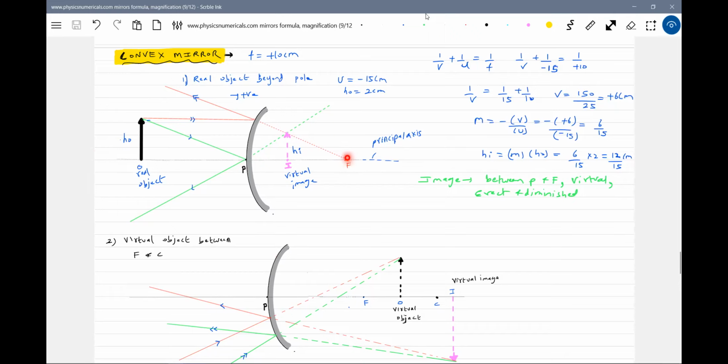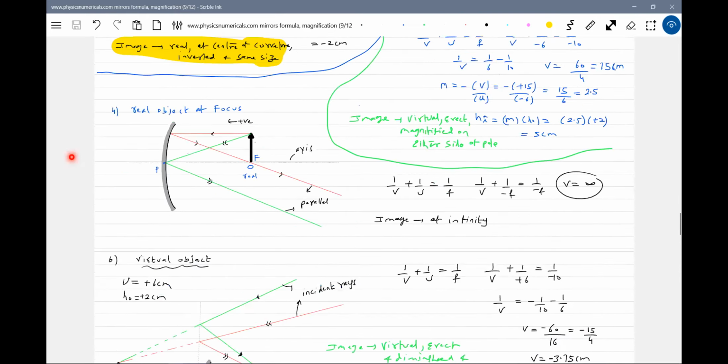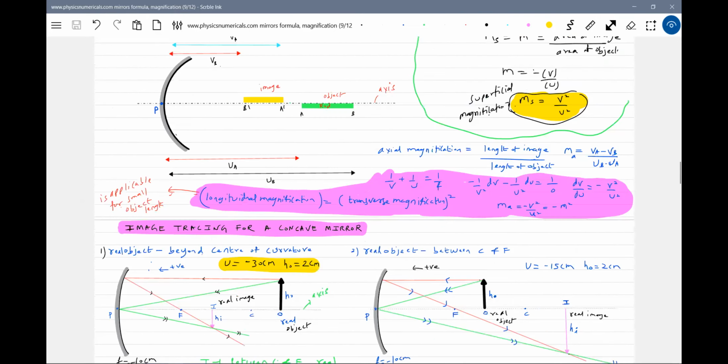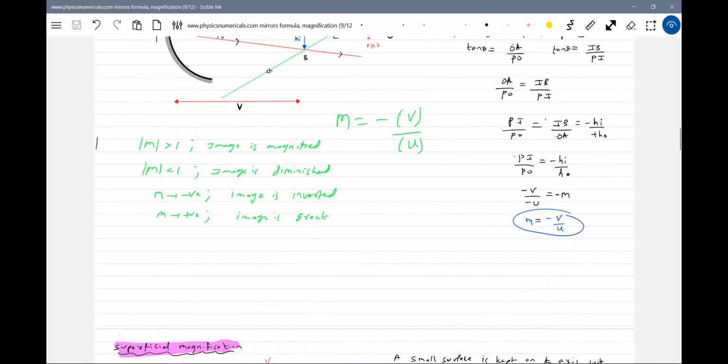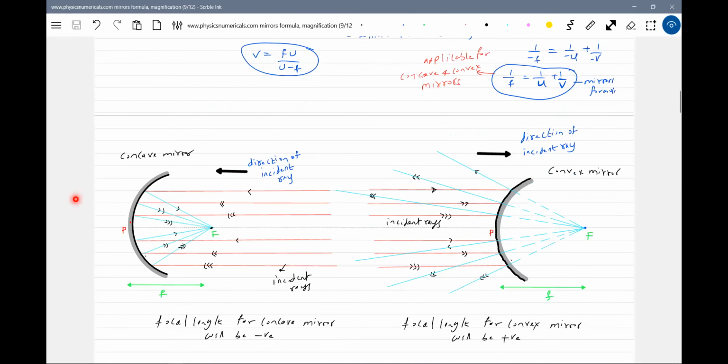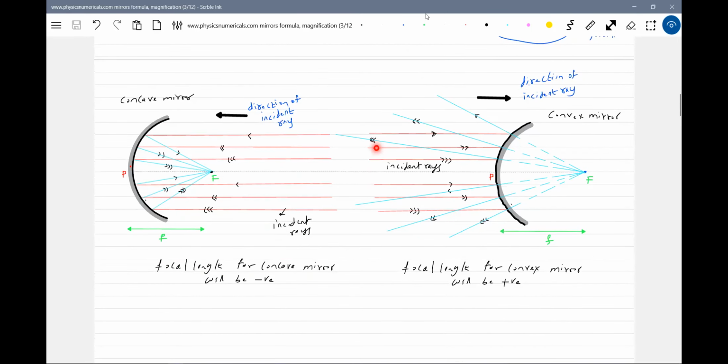If the object is at infinity, the image will be at focus. Already we have discussed this. I'll take you back. Where is the object? Object at infinity. What about the image? The image will be at focus. Are you seeing now? These rays are coming parallel to the principal axis, meaning the object is at infinity. The image will be at focus.